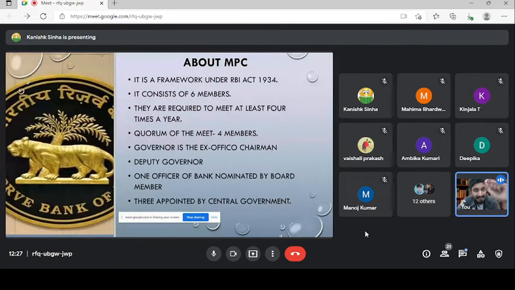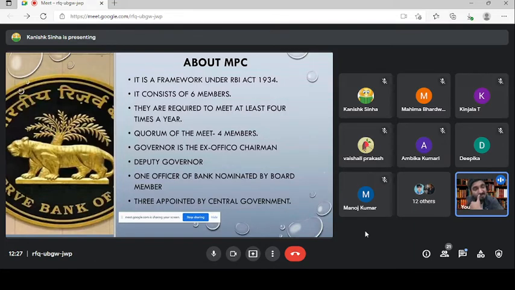So whatever the RBI does in this pandemic, or did before, or will do in the next 20 years, it has to do in consultation with the central government. That is very important, guys. So in the Monetary Policy Committee, we have 6 members, out of which 3 are from the RBI and 3 are appointed by the central government. Now, this committee has to meet at least 4 times a year, and in every meeting there should be 4 members. That is the quorum.